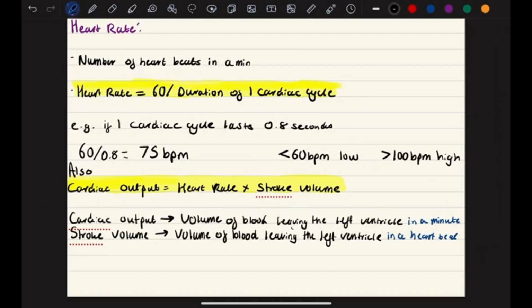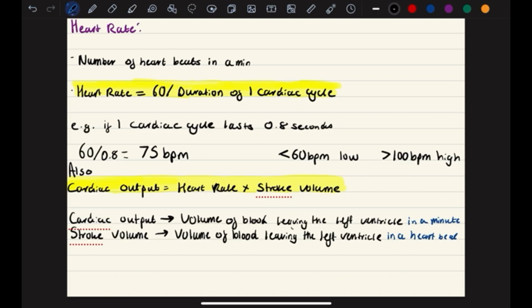Now, there's another formula that we need to appreciate. Cardiac output is equal to the heart rate times stroke volume. Literally, in an exam, they might just ask you to put some numbers into this formula and work it out. But just know, the cardiac output is the volume of blood leaving the left ventricle in a minute. And the stroke volume is the volume of blood leaving the left ventricle in each heartbeat. Just be aware of the difference between that. So stroke volume each heartbeat, cardiac output each minute.